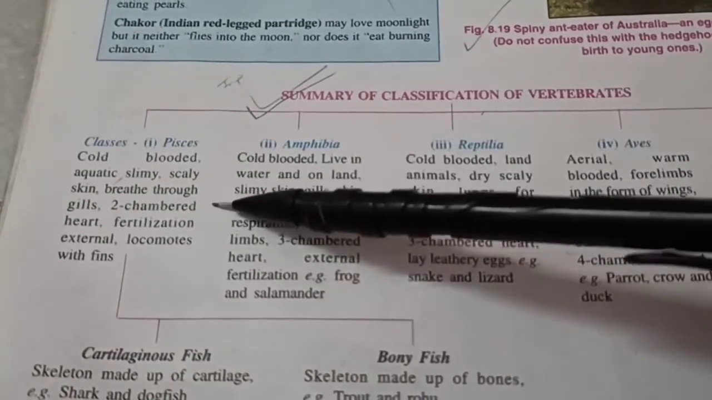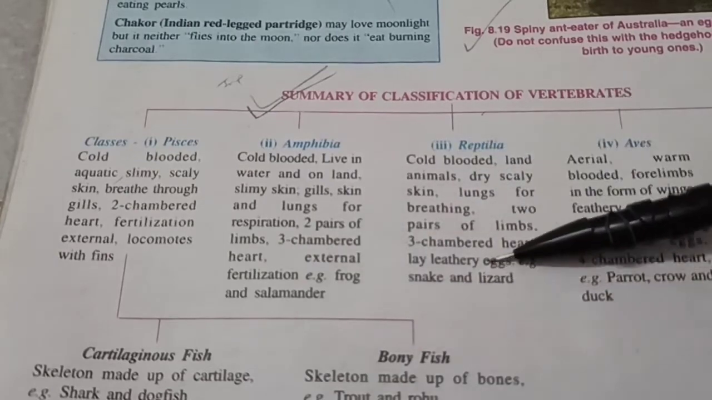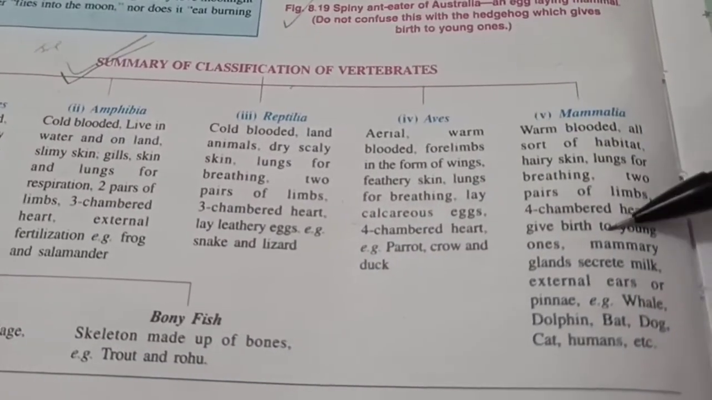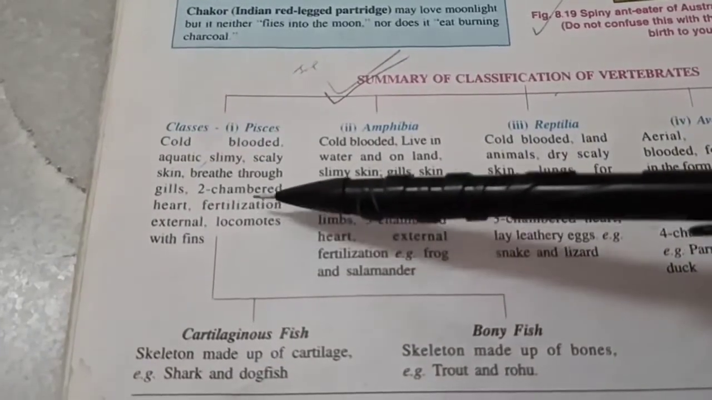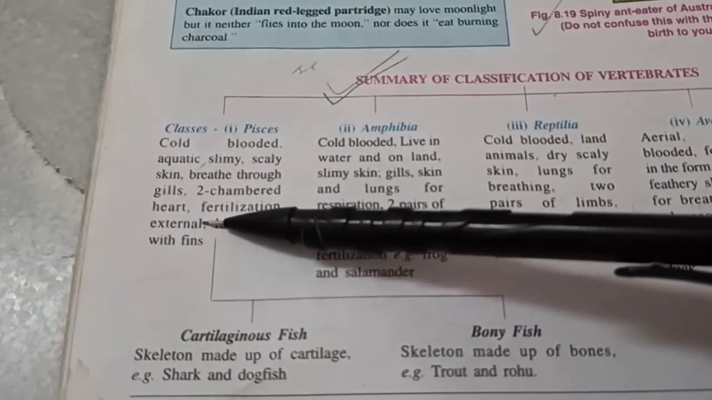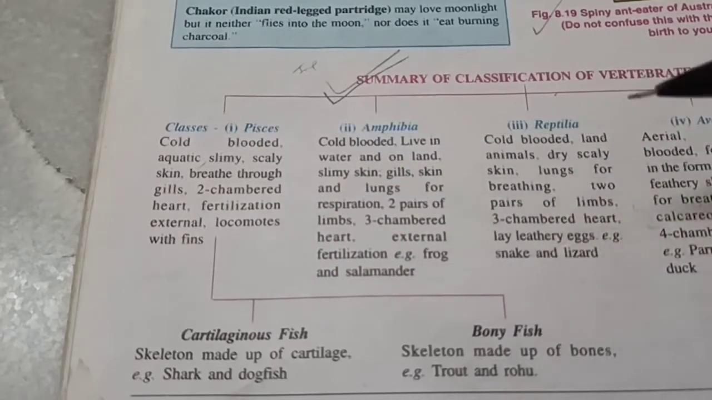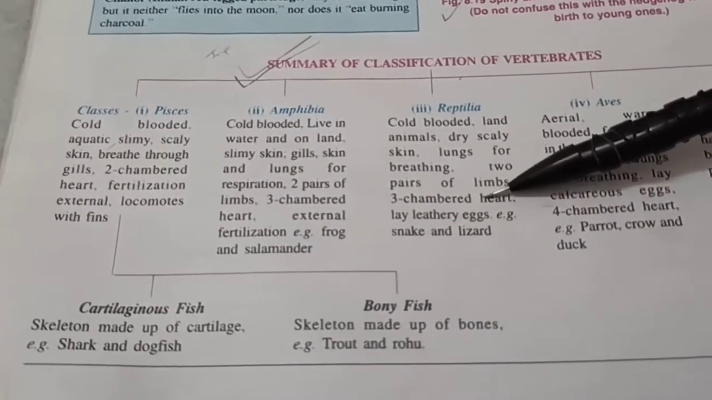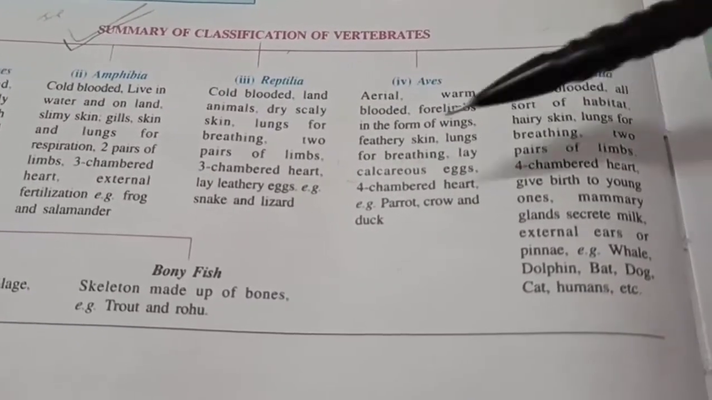Pisces obviously are aquatic. They have a 2-chambered heart. Amphibia have a 3-chambered heart, Reptilia a 3-chambered heart, Aves a 4-chambered heart, and Mammalia a 4-chambered heart. We have 2 auricles and 2 ventricles. Fertilization is external. That is, the male gamete and the female gamete fertilize outside the body. Even here it's external. And then here it changes. Aves and Mammalia have internal fertilization.